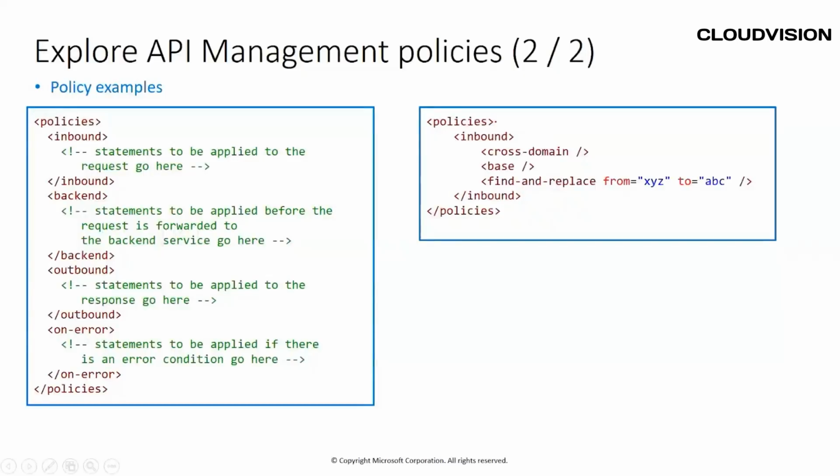And that is what they're trying to show you here. So you have policies: inbound, backend, outbound, on error, and you can add your own policies. And the base keyword will decide in which priority the parent policy needs to be executed.